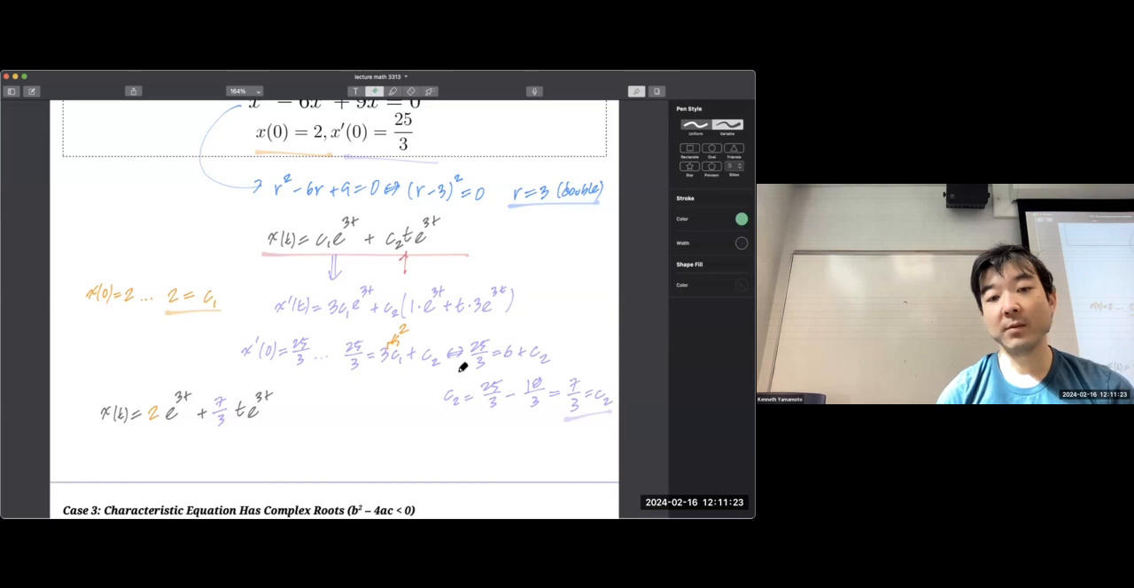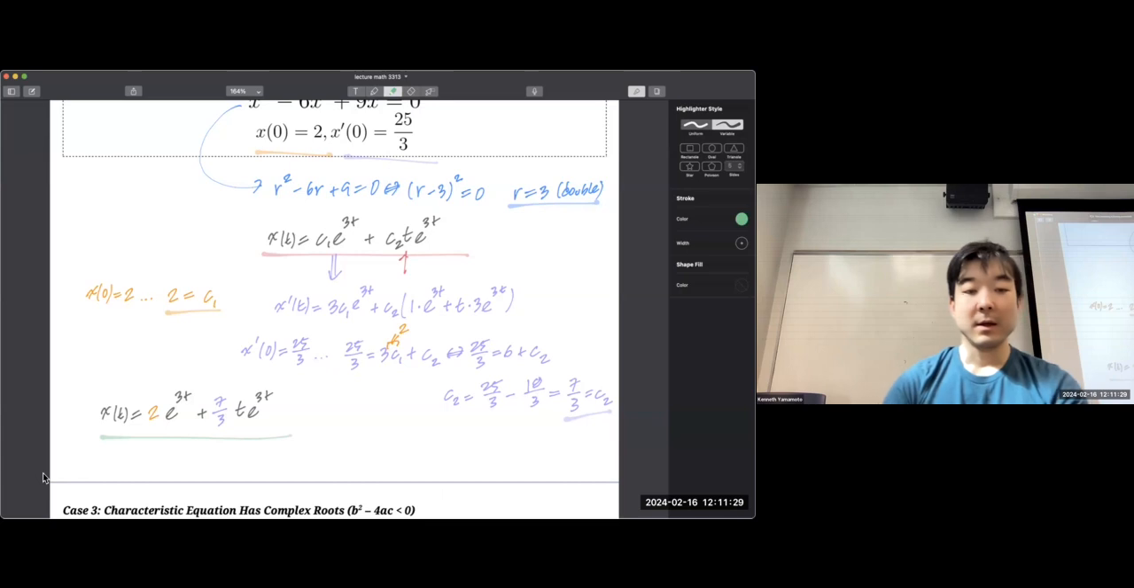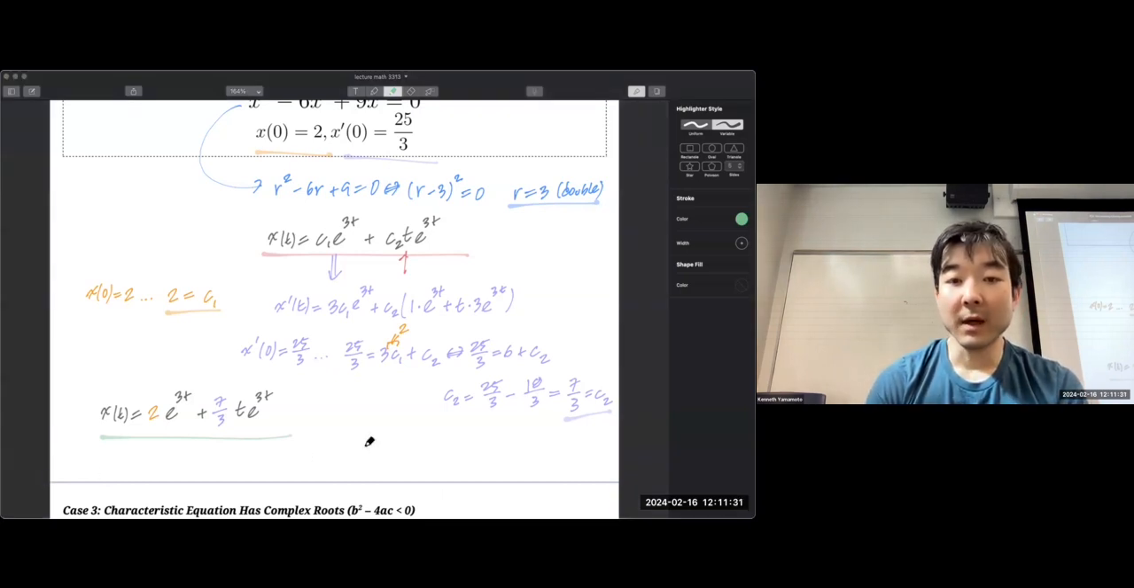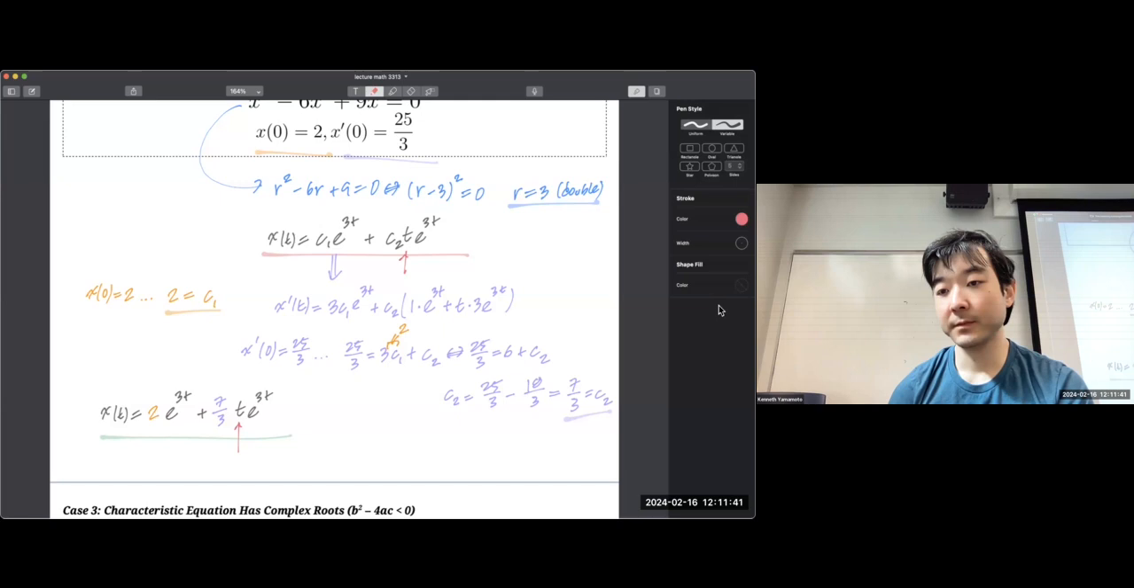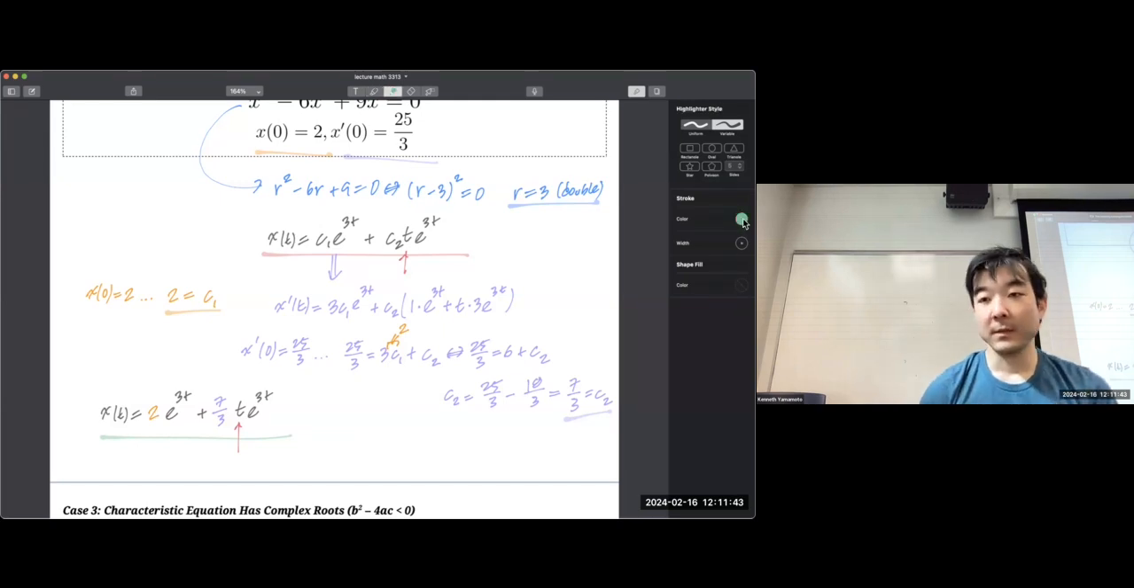That's just an initial value problem. Again, you need 2 conditions for 2 arbitrary constants, C1 and C2. But the point in this repeated roots case was that we needed to include this t in the second homogeneous solution. Okay, so that's repeated roots.